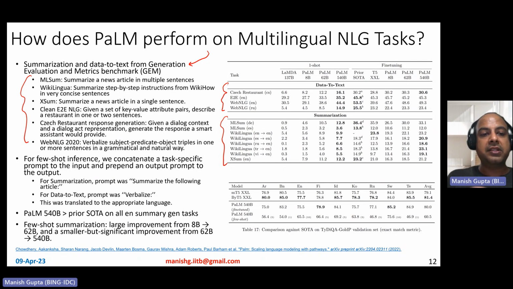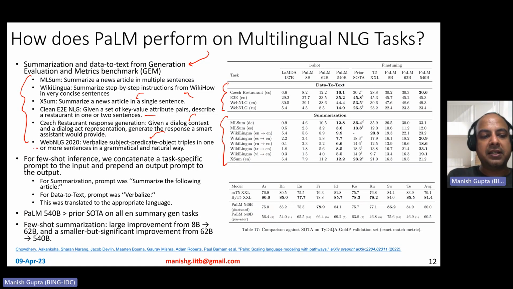For example, MLSum is summarizing a news article, WikiLingua is summarizing step-by-step instructions from WikiHow, XSum is summarizing news articles but in a single sentence, and so on. So there are several such tasks. Given a set of key value pairs, describe them in 1 or 2 sentences. Given a dialogue context, summarize it. Verbalize subject, predicate, object pairs, and so on. So several such interesting tasks on which PaLM has been evaluated.